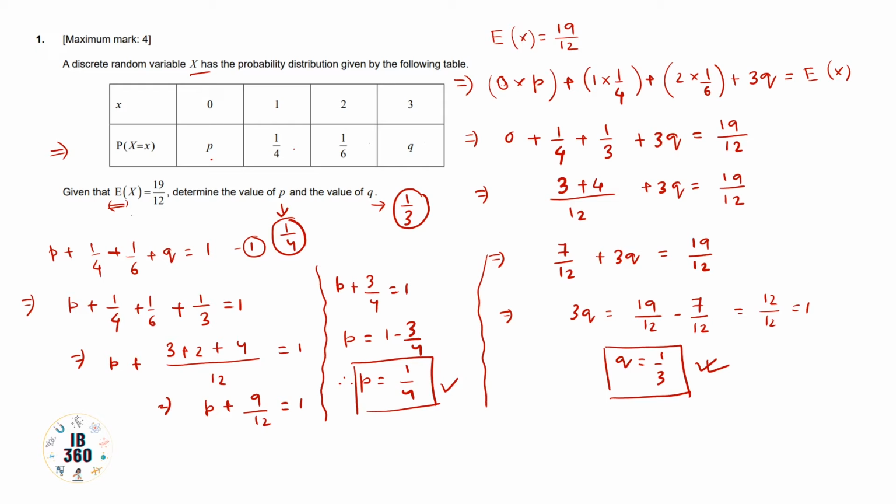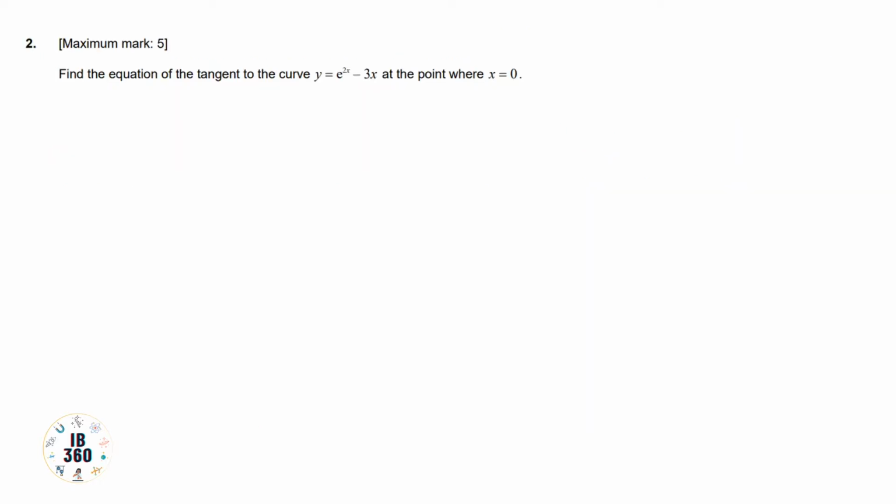Okay, so next we move towards the second question, that is: find the equation of the tangent to the curve y equals e to the power 2x minus 3x at the point where x equals 0. In a previous video we have done this type of problem where we found the gradient, and from there we started to get the solution. So the equation of the tangent I have to find will be one straight line.